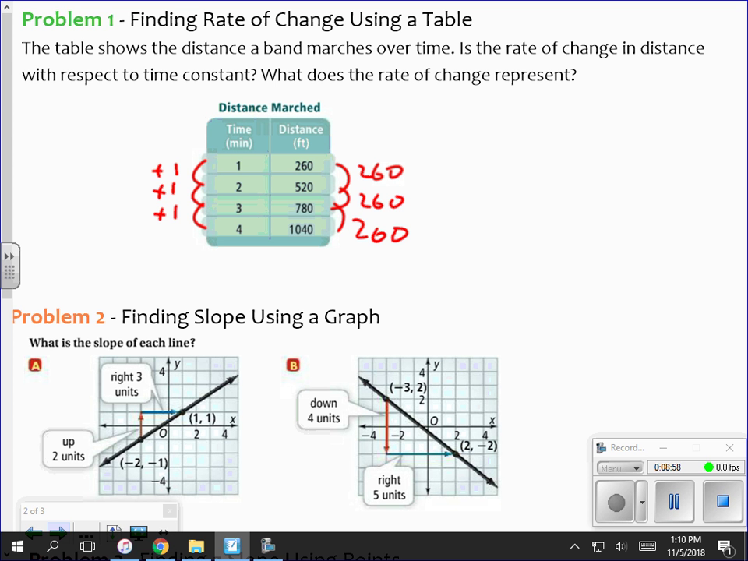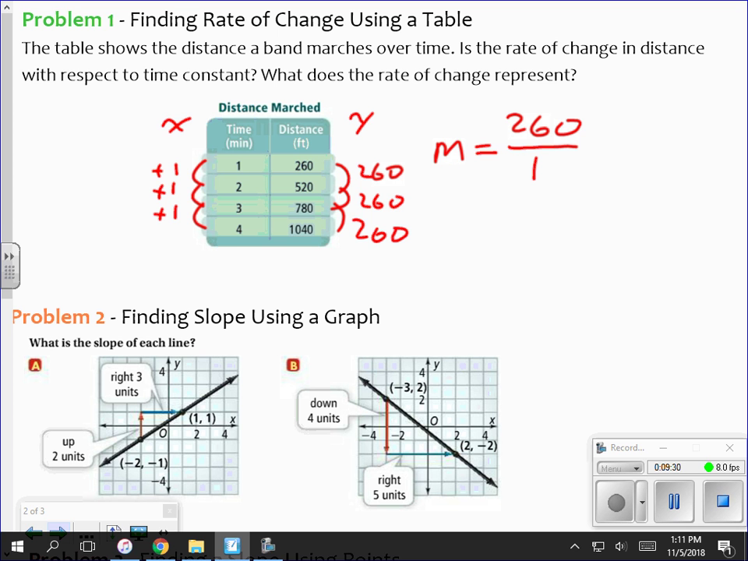Which one of these is my y, which one's my x? Yeah, this would be my y, this would be my x. This is how much my x is changing. This is how much my y is changing. So my slope would be 260 over 1. Change in y over change in x. Rise, because the y goes up and down. Over run, which goes back and forth. It's always y on top, x on the bottom.